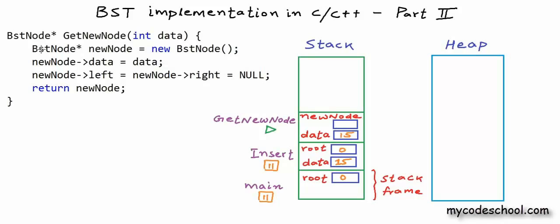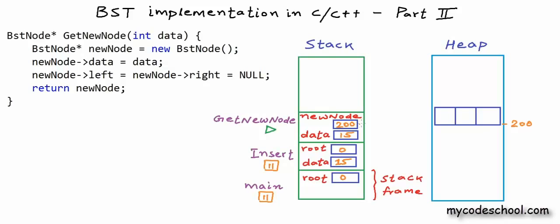Now in this function we are using the new operator to create a BST node in heap. Let's say we got a new node at address 200. The new operator will return us this address 200, so this address will be set here in new node.